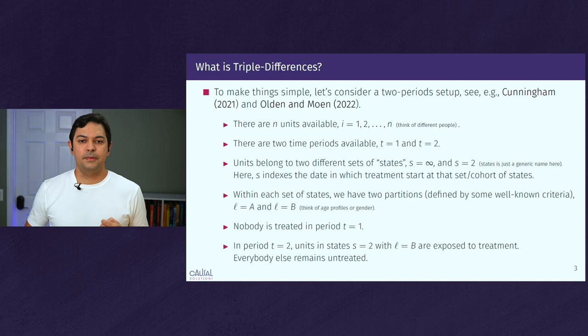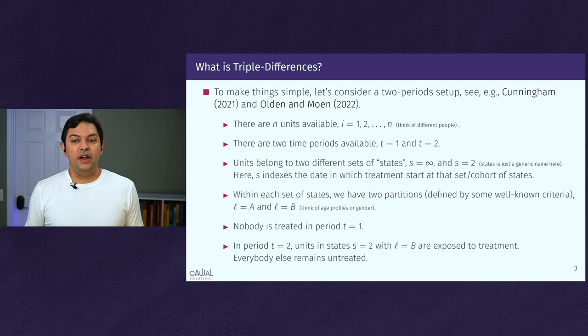And these two different sets of states they can belong to: the set of states with little s equals infinity, or the set of states with little s equals 2. Think about it: here, states are just a generic term, right? It can be states, it can be counties, it cannot be individuals, it has to be a collection, a more aggregate level than individuals, right?